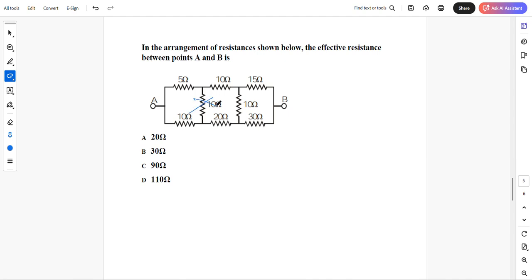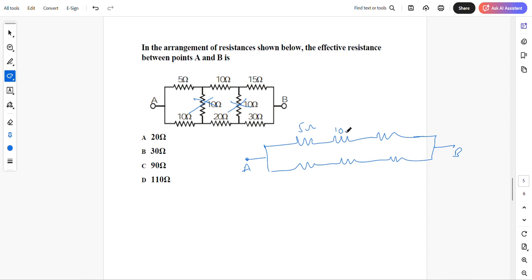I can remove this 10 ohm resistor. Again, 10 by 15 is the same as 20 by 30, so this I can remove. After removing it, between A and B what happens? This 10 ohm and 10 ohm will be in series, and the combination will be in parallel. This is 5 ohm, this is 10 ohm, and this is 15 ohm, right? This is 10 ohm, this is 20 ohm, this is 30 ohm.